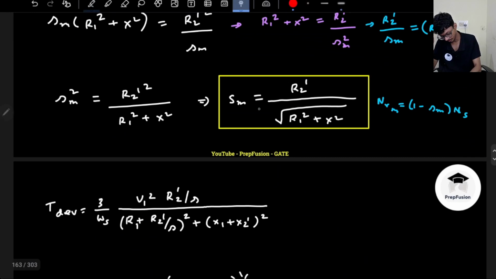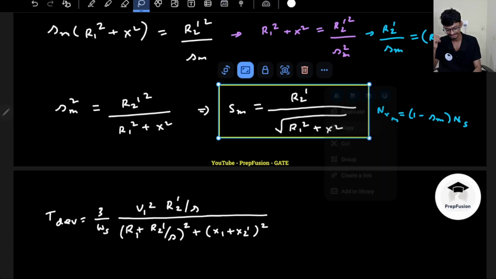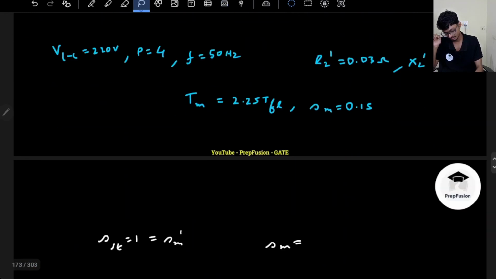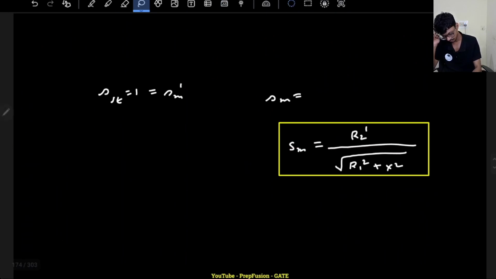Here, you have to remember this: R2 dash divided by R1 whole square plus X square. If you don't remember this, you will not be able to solve an exam. So you have to remember this. This is my maximum slip.